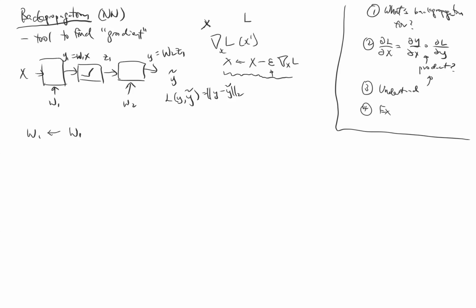And of course, you can make it more sophisticated, like including some momentum term so that it optimizes a little better. But in any of these cases, we need to find the gradient anyway, and backpropagation is the tool to find this gradient. That's what I mean. So for this problem, we can have the W1 update as W1 minus some epsilon times the gradient of L with respect to W1, and maybe also for W2.